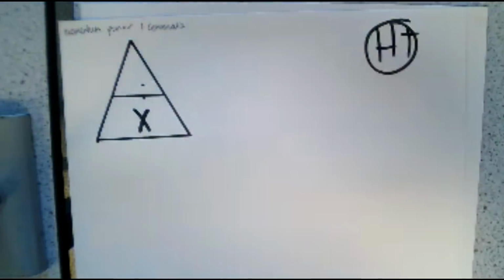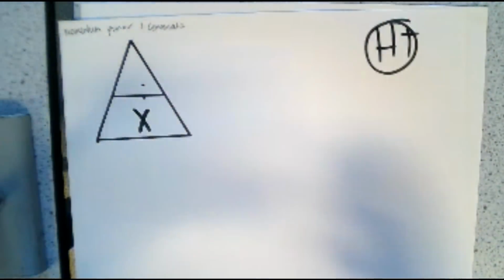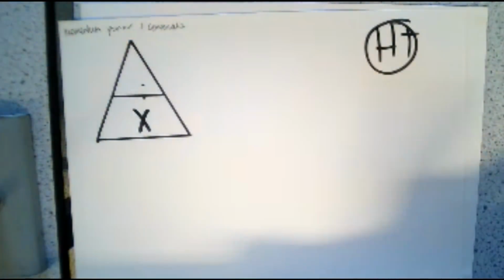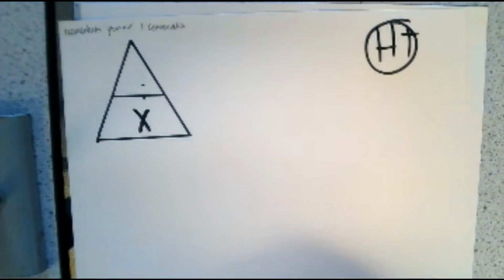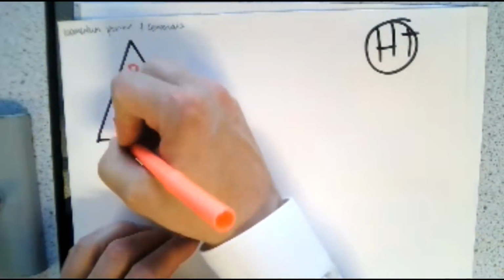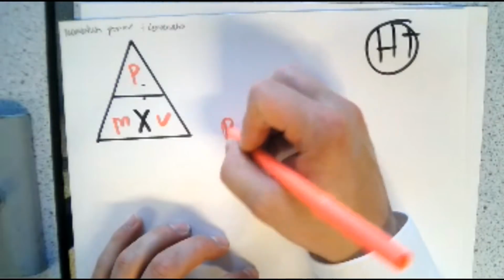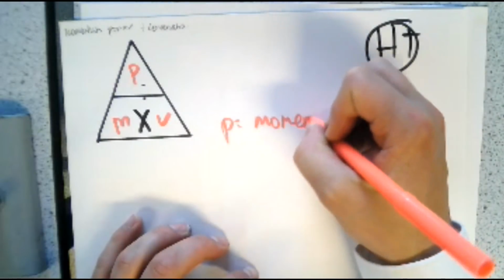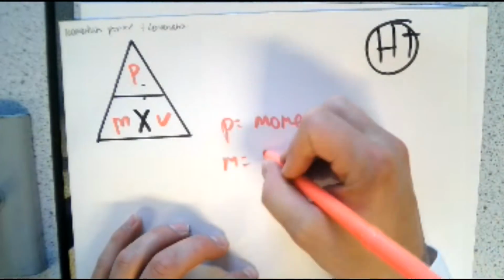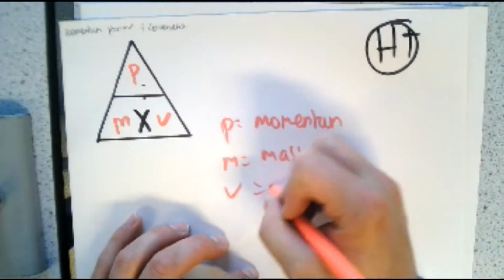Okay. Momentum is basically what something has when it is moving. If something's moving, it has momentum. Okay. Why? Because momentum is linked to mass and velocity. So if anything is moving, it has momentum. So you could be asked to calculate momentum using mass and velocity.